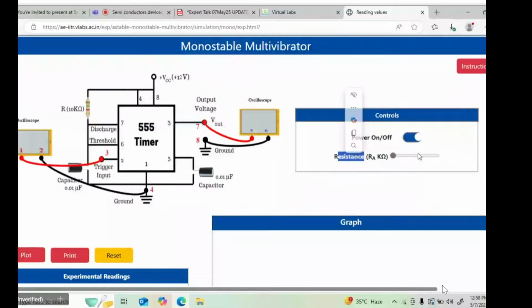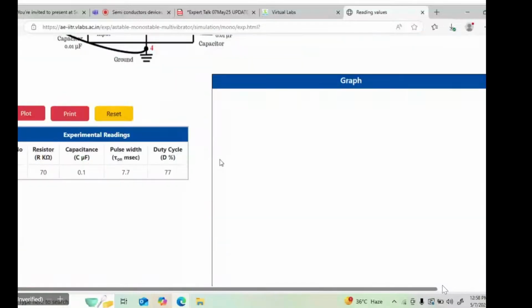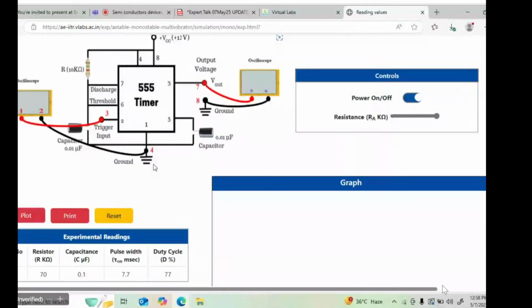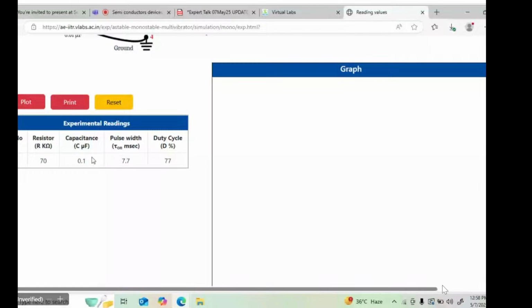Here the resistance value is 0. The maximum you can go to is 70k. This is also part of their design constraint, the maximum rating of this resistance. The maximum rating of this resistance is 17, and the capacitance value is fixed at 0.1 microfarad. Right, so in this way you can plot.